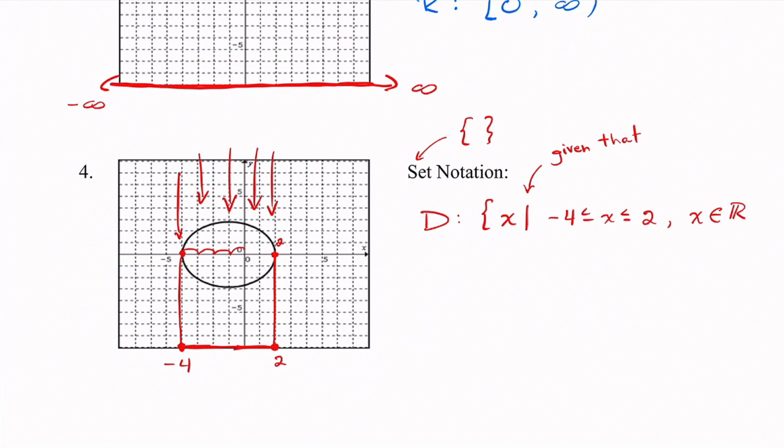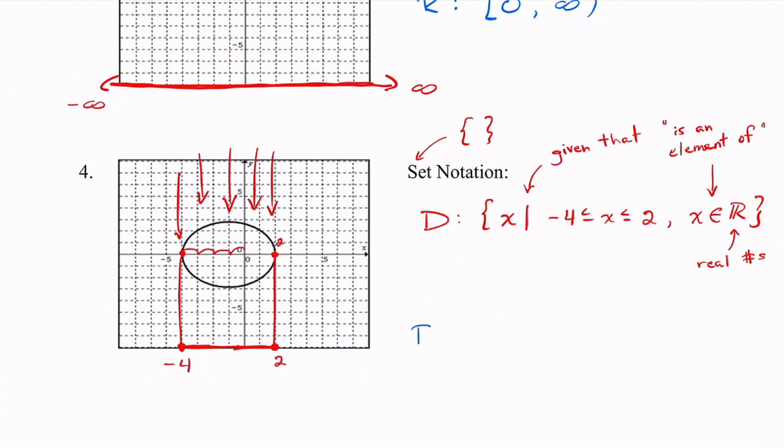And then the very last thing, you're going to put X, and then this fancy E, and then this fancy R. And all that means is X is an element of, and then the R means the real numbers. So fancy E means is an element of. And then the R just stands for real numbers, and that's basically any kind of number that you can think of. Okay, so X is any number that you can think of from -4 up to 2, and it can include -4 and 2.